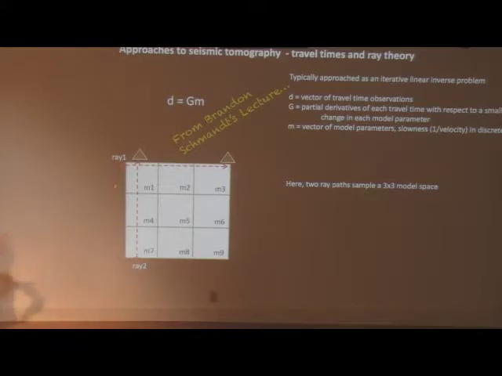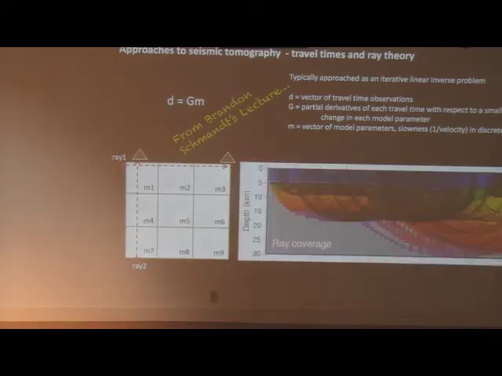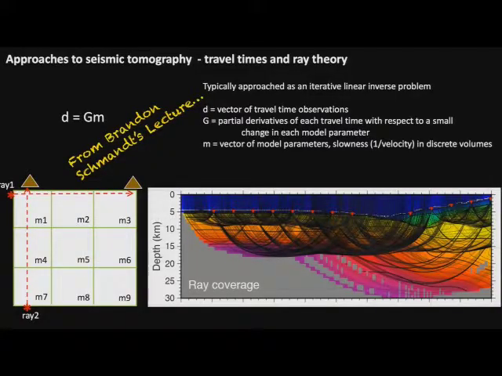And so, here were the ray paths from Brandon's simple example. Here are more typical ray paths, for example, from a part of the Alaska subduction zone where I had a bunch of ocean bottom seismometers recording waves that had traveled through these different parts of the Earth. And so we can divide up this whole model into a bunch of grid squares and solve for the velocity in each of those grids based on the travel times through those layers.